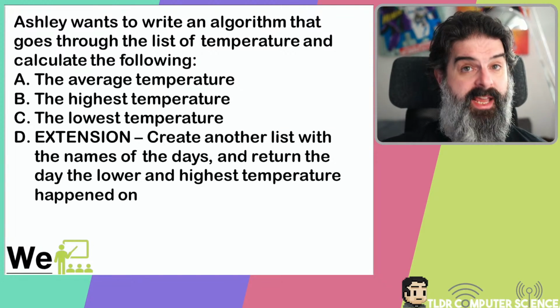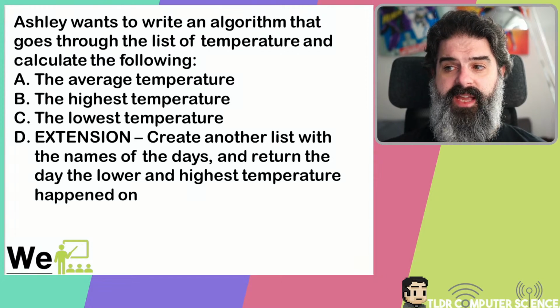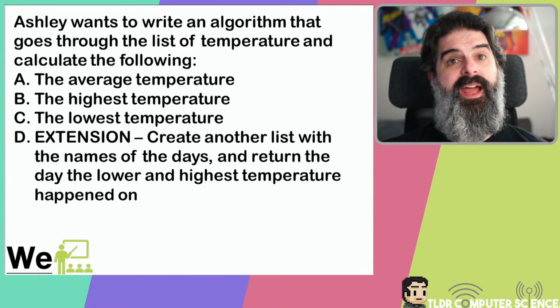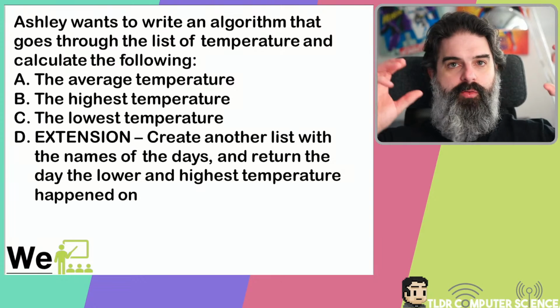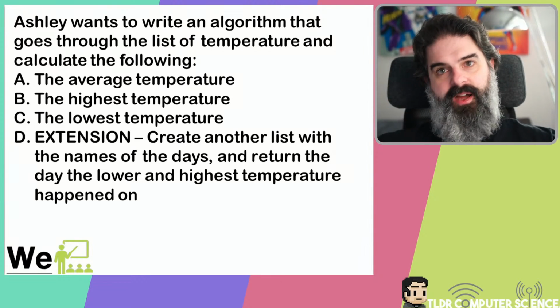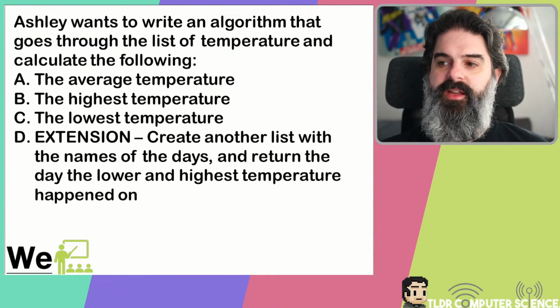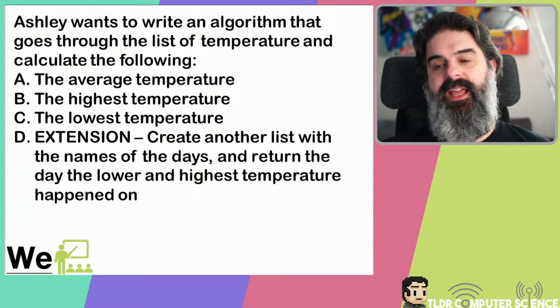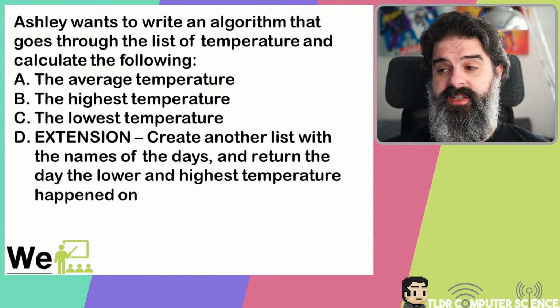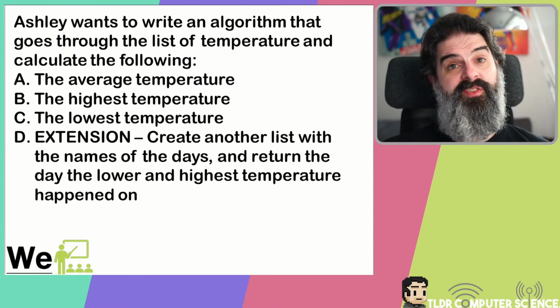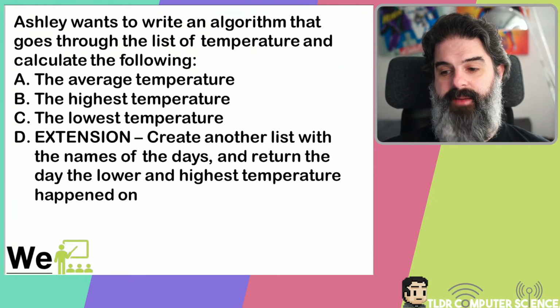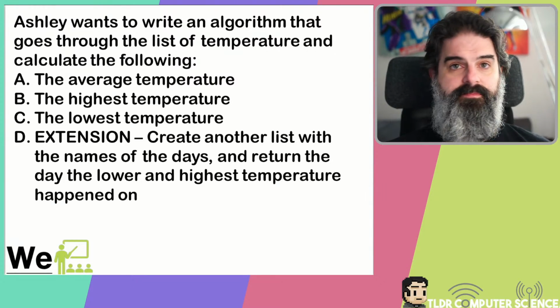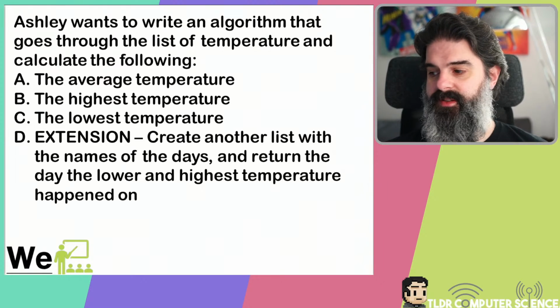So you're going to have to use selection. You're going to have to use if and else statements for the highest and lowest. For an average, how do you make an average? Well, you've got to total them all up, divide by the number of items. And then another extension, which is create another list with the names of the days and return the day the lowest and highest temperature. So instead of saying the lowest temperature is 6, say the lowest day happened at 6 on a Tuesday, for instance.